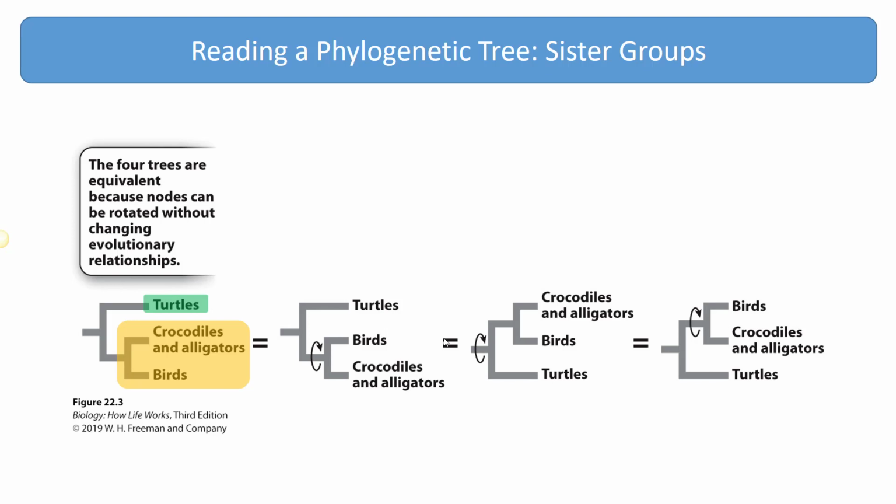When interpreting a phylogenetic tree, it's important to understand that a node can be rotated without changing the evolutionary relationships of the group. We can see this by rotating the first phylogenetic tree shown here in a variety of ways. Each of the subsequent three trees look different to you at first glance, but when you examine the branching pattern, you'll see that they have identical patterns of ancestry.